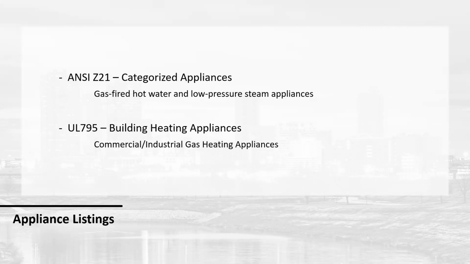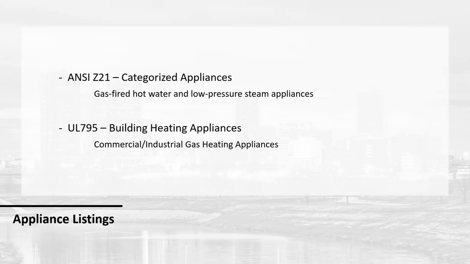So when a boiler manufacturer decides to create a product, they have 2 different kind of lanes that they can go down. One being the ANSI categorized appliance, Z21, the other one being UL 795. So in general, rule of thumb is if it has a prepackaged burner built into the box that you're buying, it's most likely going to be a categorized appliance. If the burner is on the exterior, something that you can change different styles, fire tube type boilers or something like that, that is most likely going to be a UL 795 building heating appliance. Now, the reason I tell you that is that there are 2 different things you have to look for when it comes to the type of appliance you're venting.